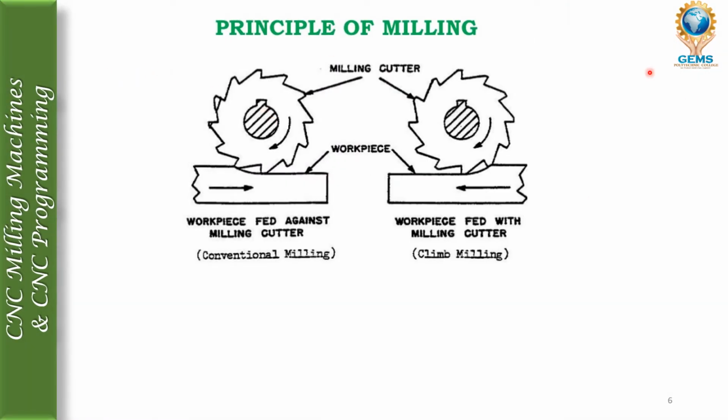Now you can see the principle of milling. This is a normal conventional milling and this is a climb milling. In conventional milling, the workpiece is fed against the milling cutter. You can see conventional milling is the normal, traditional type. The workpiece is moving in one direction, and the cutter is rotating in the opposite direction. So the workpiece is moving against the cutter feed.